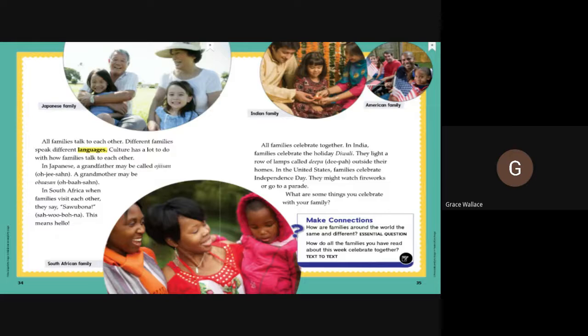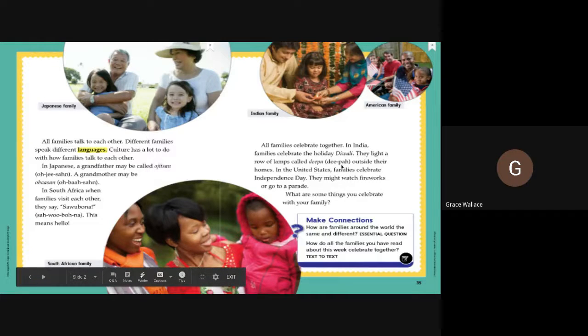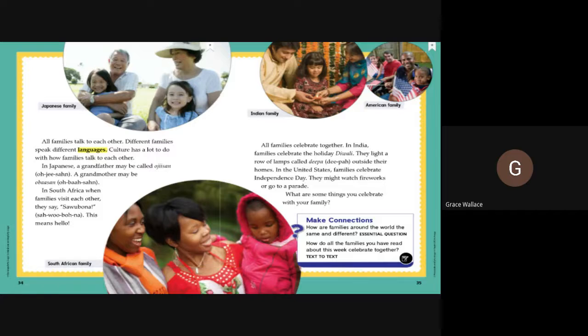All families celebrate together. In India, families celebrate the holiday Diwali. They light a row of lamps called Deepa. Once again, I might not know how to say this word, but I have this phonetic spelling here. Deepa. Outside their homes. In the United States, families celebrate Independence Day. They might watch fireworks or go to a parade. What are some things you celebrate with your family?